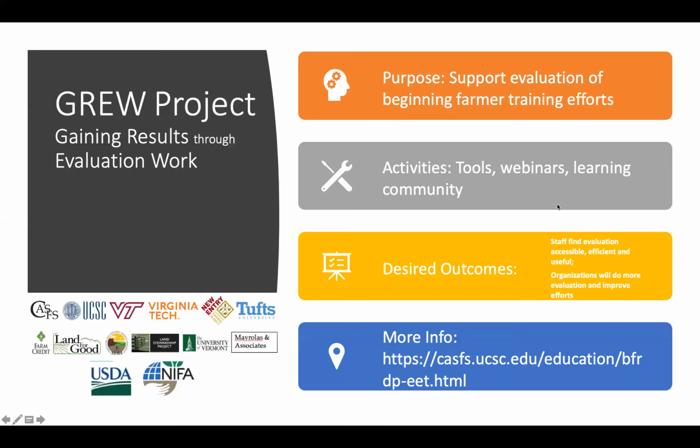So the GREW project. GREW stands for Gaining Results Through Evaluation Work. It's an educational enhancement team project funded by the USDA's Beginning Farmer and Rancher Development Program. The purpose of the project is to help organizations who train beginning farmers and ranchers to do more and better evaluation. It's basically a capacity building project. The project involves developing resources, training through webinars, and professional development through our learning community, and we'll talk more about some of our products a bit later on.